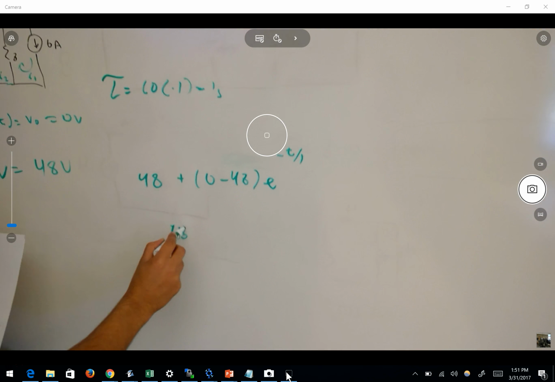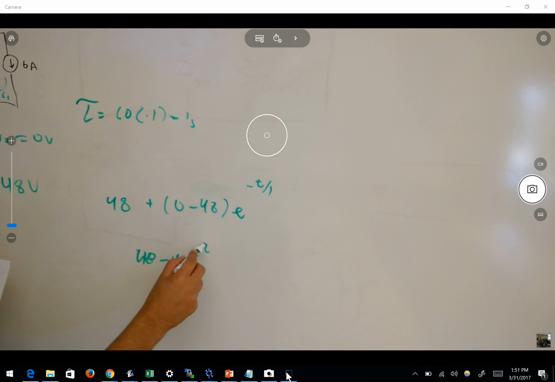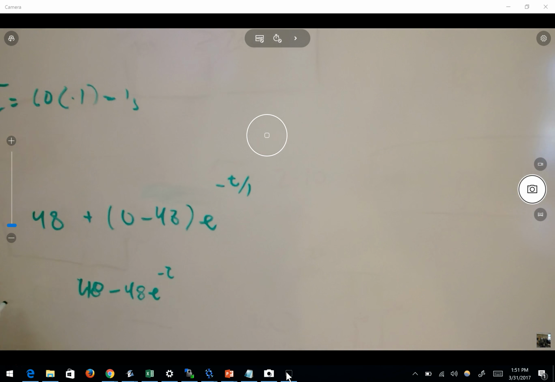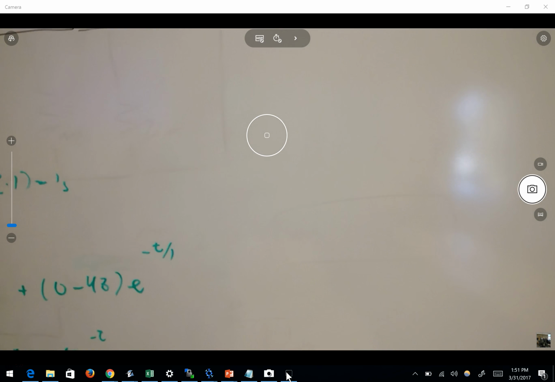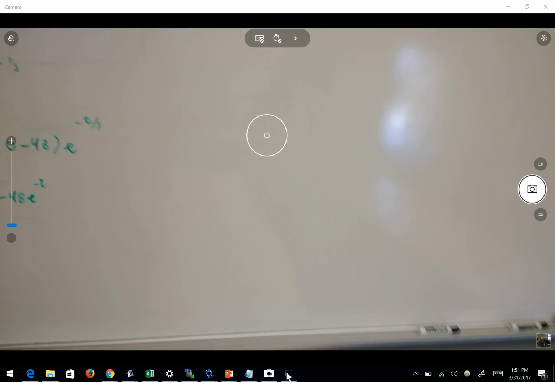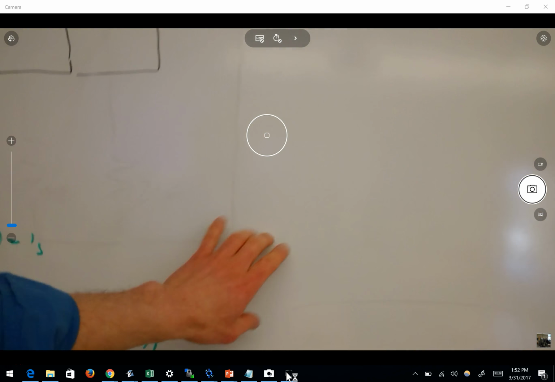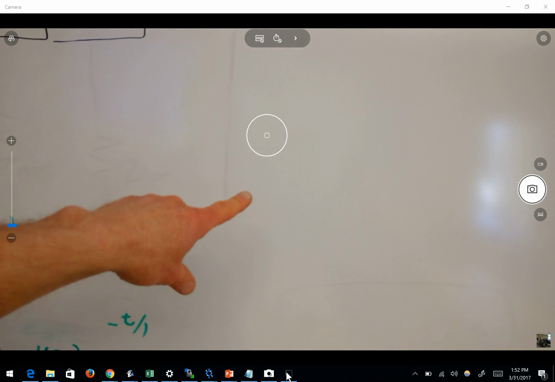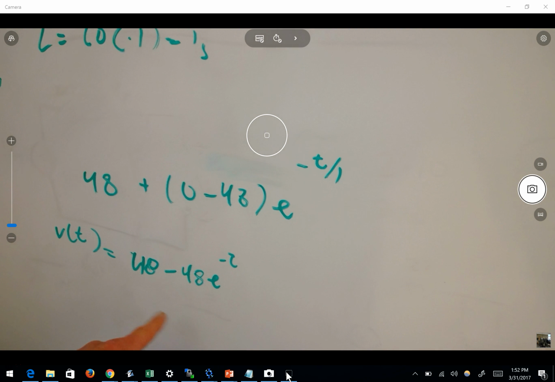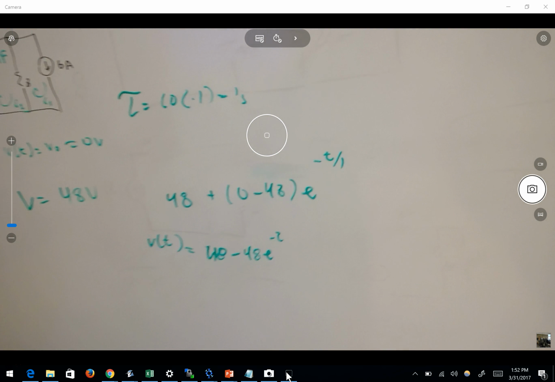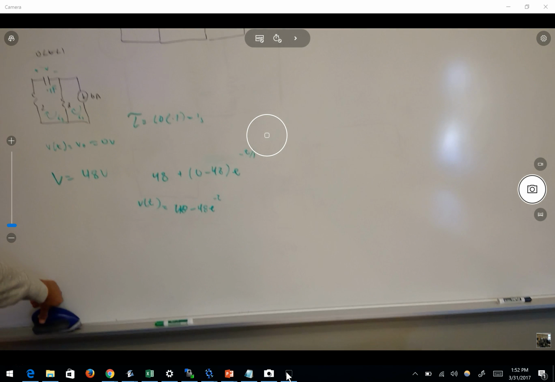Now, at t equals 1 second, the second source comes on, and that changes things, right? So at t equals 1 second, you make a new thing. For t greater than 1, you're going to make a t prime, which is t minus 1, and the V0 for that second domain is when you plug in a 1 here. So 48 minus 48 e to the minus 1. And then you find the final value, so it's not that hard.